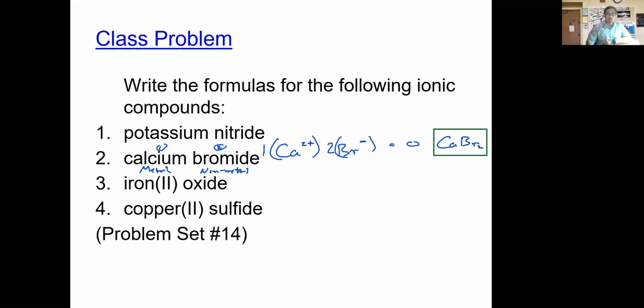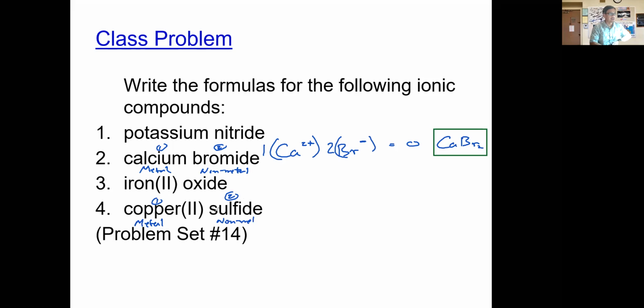All right, let's go ahead then. Let's take a look at copper 2 sulfide. Binary compound, yes, check that off. Ionic compound, yes, check that off. Copper 2 is a metal. Sulfide is a nonmetal.